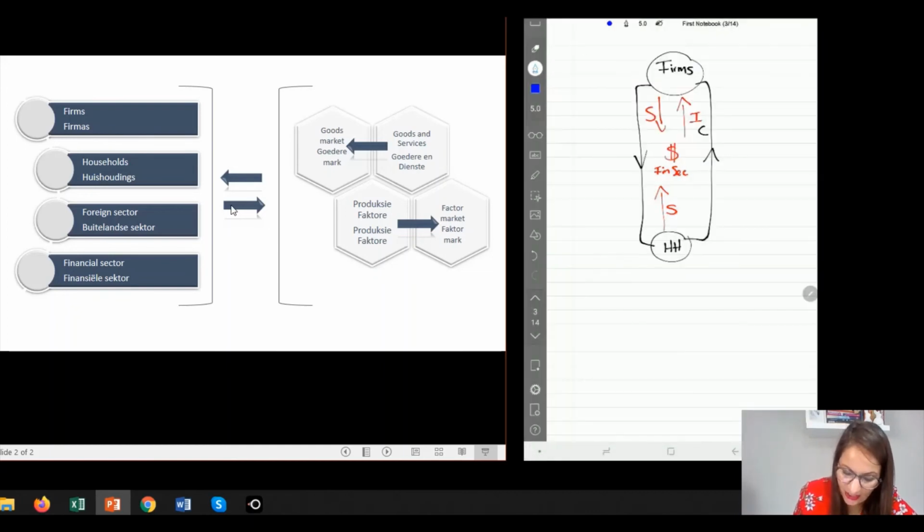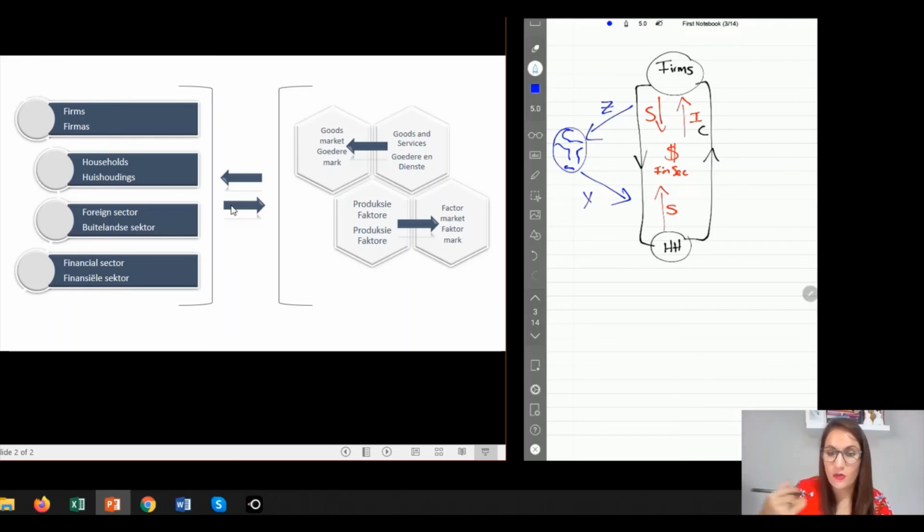Now we have again the rest of the world, and two things can happen. We have imports. Remember, that arrow points outwards, meaning it's money flowing out of the sector. You need to pay the rest of the world for the imports coming to our country. And then money flowing inwards, that is your exports. Other countries are paying us for our goods and services, so it's money flowing into South Africa.